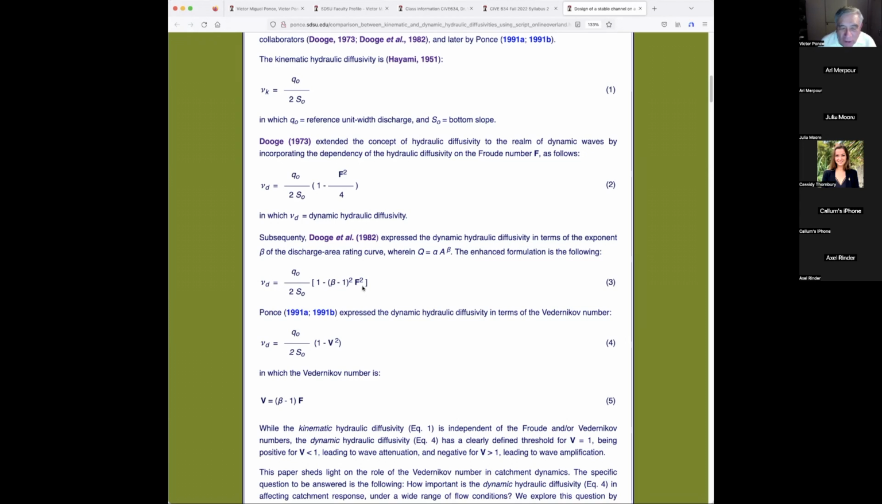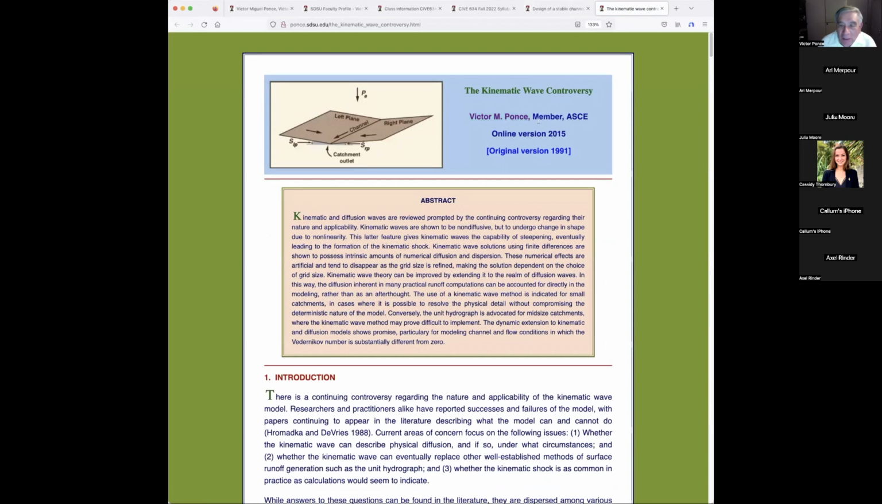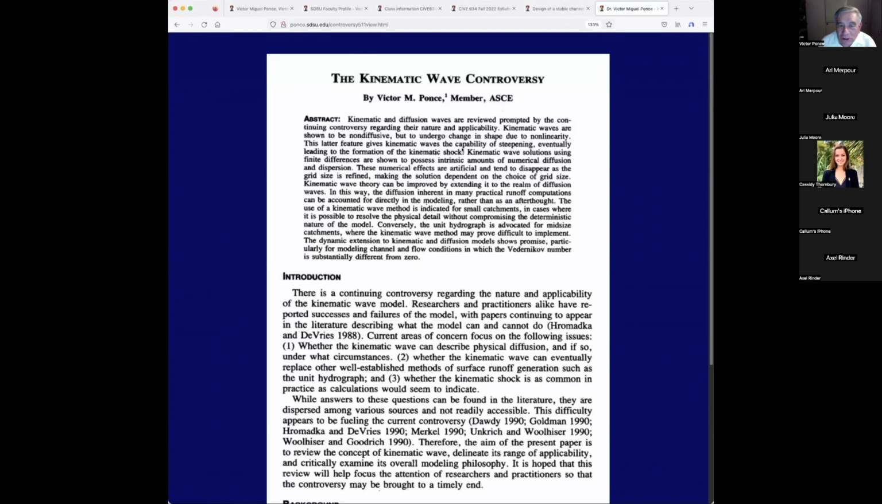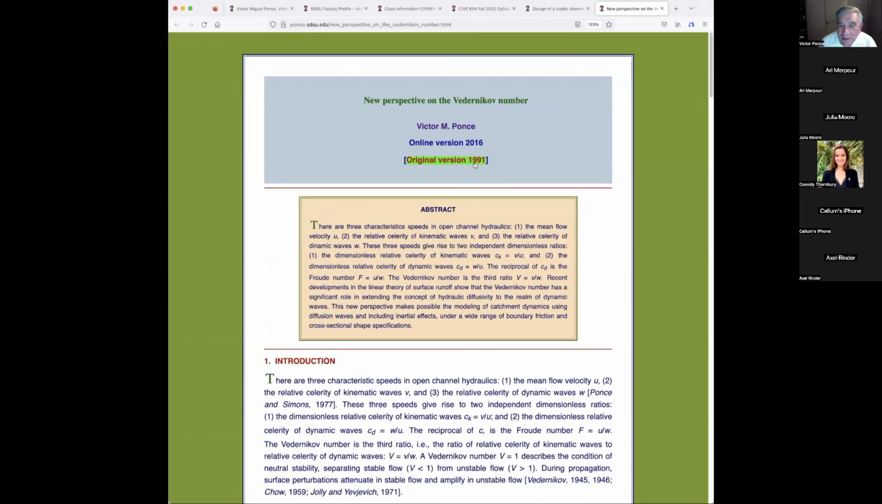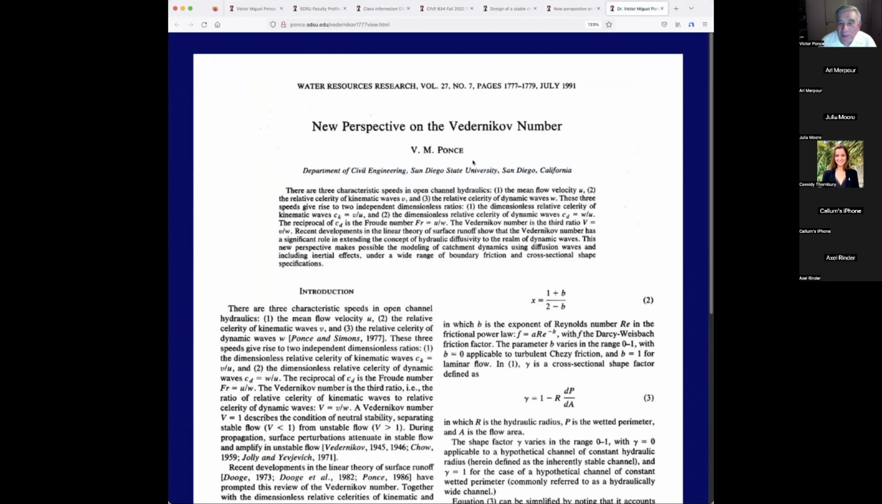Beta minus 1 squared F squared was the Vedernikov number. So we put it in there in 1991. We wrote this paper called the kinematic wave controversy. That's the original version, the kinematic wave controversy. I'm sorry, that is not it. It's the other paper, this one. New perspective on the Vedernikov number.